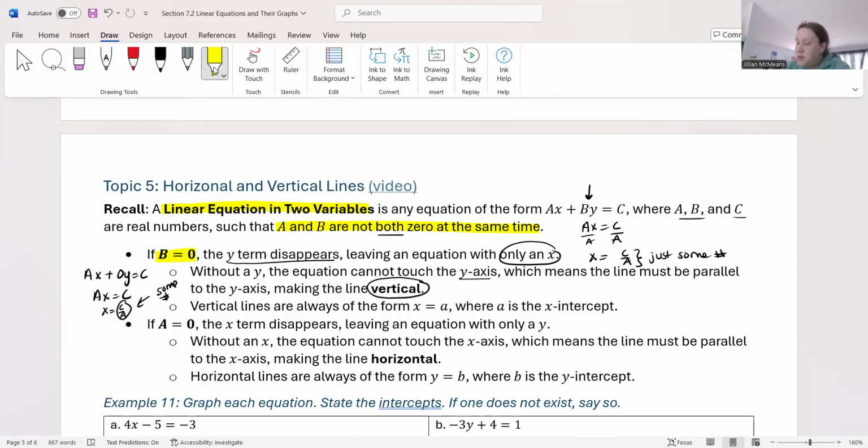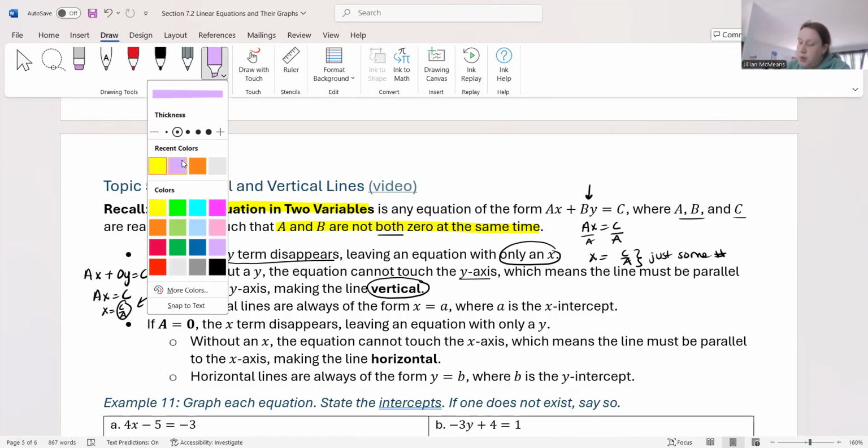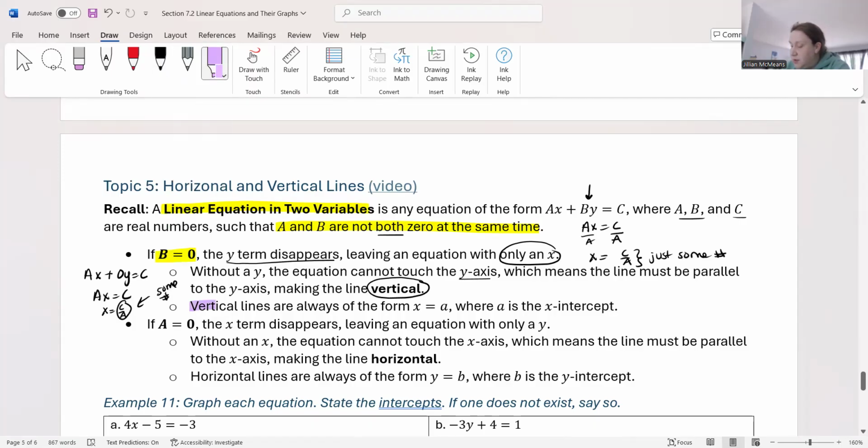This right here is really, really important. Vertical lines are always of the form x equals a, where a is the x-intercept. So keep that in mind. When the y term disappears, meaning b is 0, then we get x equals just some number, which is a vertical line.